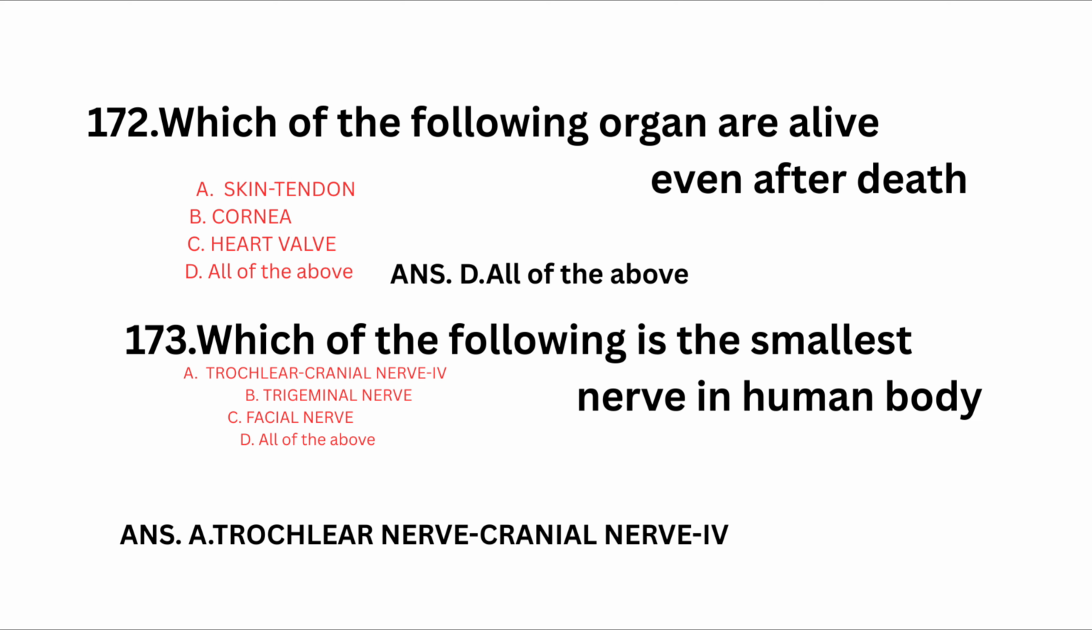173. Which of the following is the smallest nerve in the human body? A, trochlear cranial nerve, number 4, B, trigeminal nerve, C, facial nerve, D, all of the above. The answer is A, trochlear nerve, that is cranial nerve number 4.